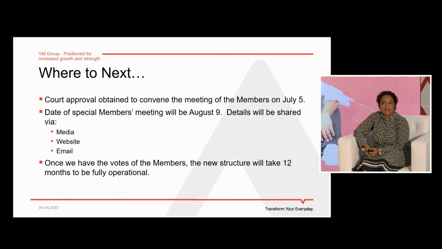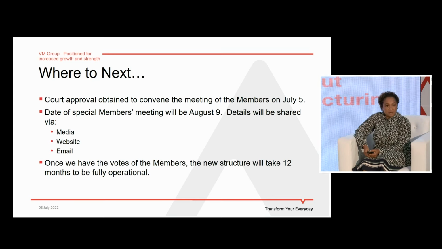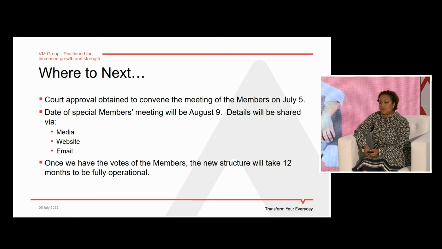This new structure will take approximately 12 months to be fully operational because we also have to apply to the Bank of Jamaica for the financial holding company license. However, during this process, it will not impact our operations and it will not impact the services and products that you need to access. You will be able to come into the branches and we'll be open in our normal hours. So it is more of an administrative legal process that we're going to be implementing in a way that it will not impact our day-to-day operations.